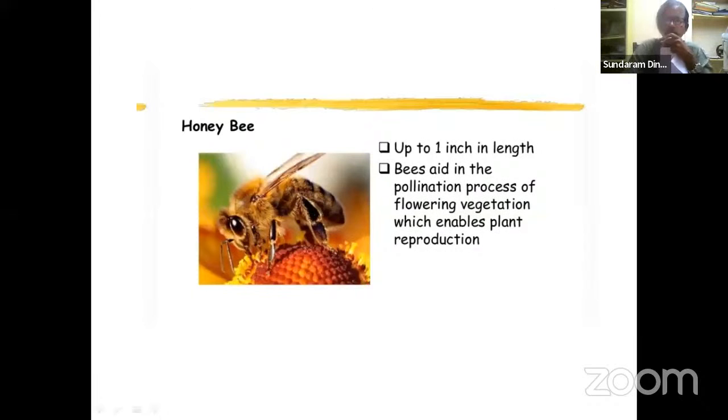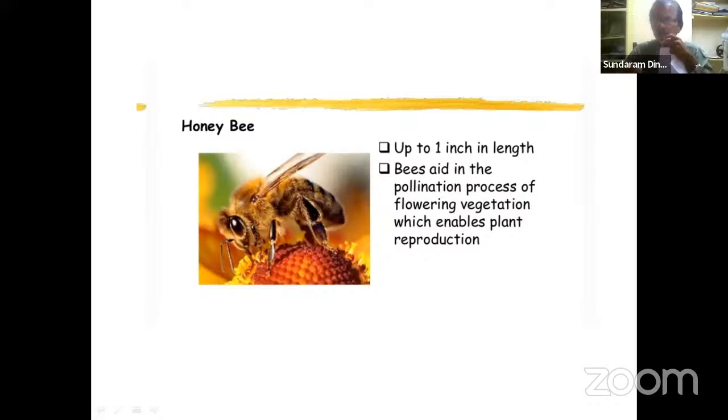A bee colony may have 1 lakh members at maximum. Maybe the queen is only one member, with a few drones, and the remaining members are worker bees. Worker bees ultimately collect honey from various plant sources and deposit it in the beehives. Not only that, bee venom is very good for curing arthritis. Local healers are using honeybees to heal arthritis.